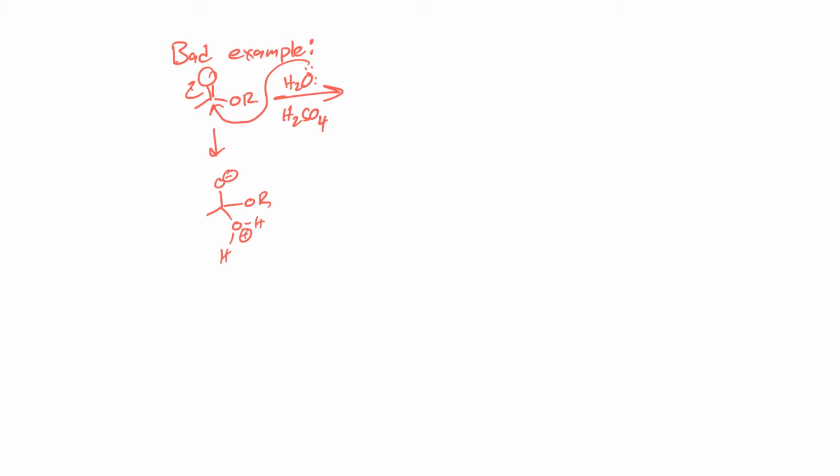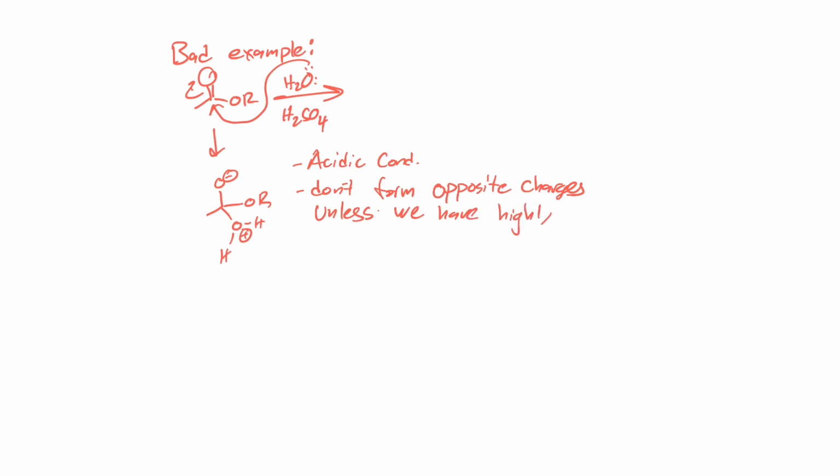So you'll see a couple clues that I did the wrong thing. I'm in acid, but you see that I've made this O- right here. Also, my intermediate has opposite charges. And that's going to be okay if we have a very reactive compound like acid chloride or an anhydride. But in this case, with an ester, it's relatively unreactive. And so this is going to be very unusual, to make this high energy species from an unreactive ester and an unreactive water. And so we are in acidic conditions. Don't form opposite charges, unless we have a very reactive, call it highly reactive, starting material.